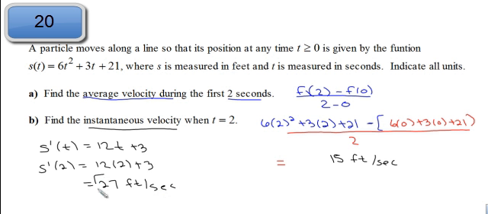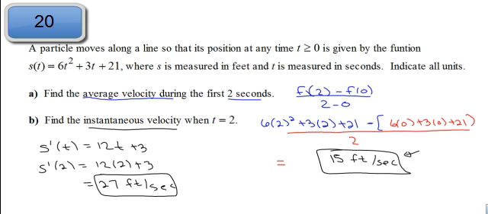Okay. Just so you understand the difference between the average and the instantaneous. The 15 feet per second means that my particle in the first 2 seconds is moving an average of 15 feet per second. So sometimes it goes faster, sometimes it goes slower. The instantaneous velocity means that at exactly 2 seconds, the velocity of the particle is 27 feet per second. It's not an average, it's instantaneous at t equals 2 seconds.